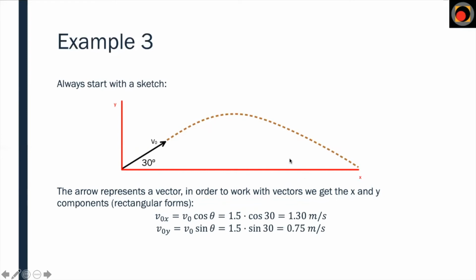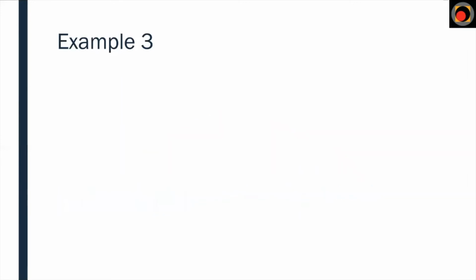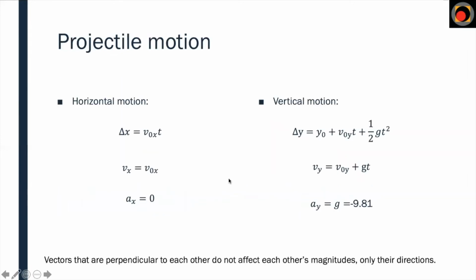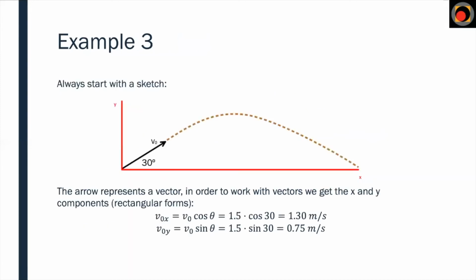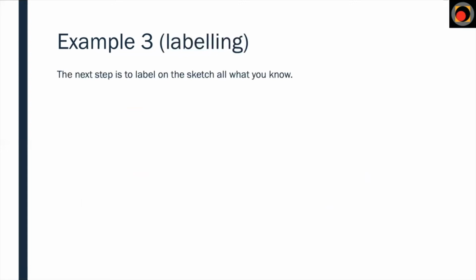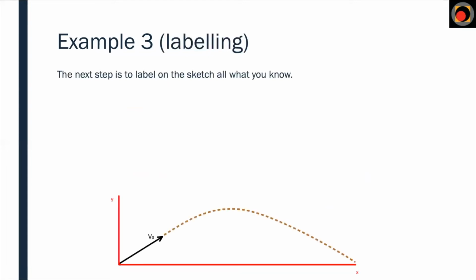We get 1.3 and 0.75. Now we have velocity on the horizontal and velocity on the vertical. We need to pay attention to this slide because it will tell us what formulas to use when we're talking about horizontal and when we are talking about the vertical. So we have horizontal and vertical stuff ready. So let's start labeling, okay? We have the sketch and let's label everything we know.